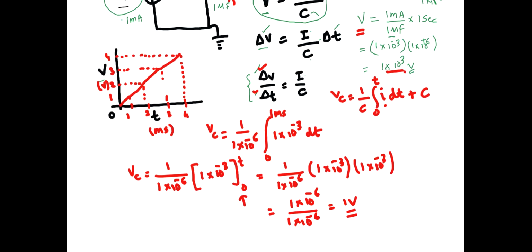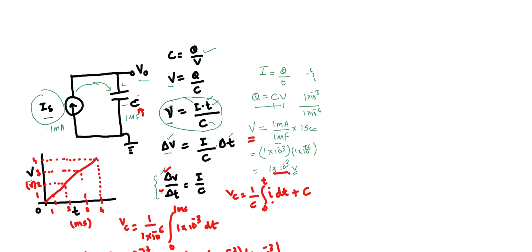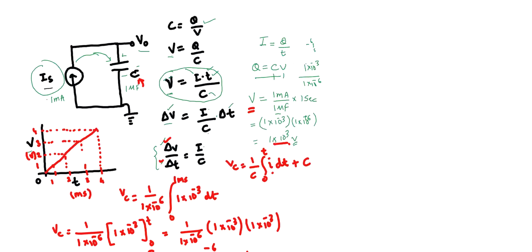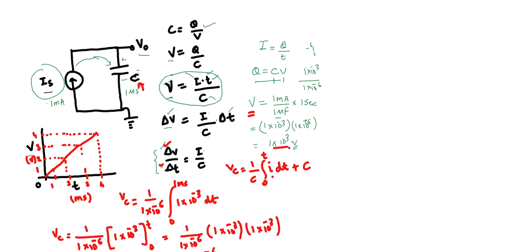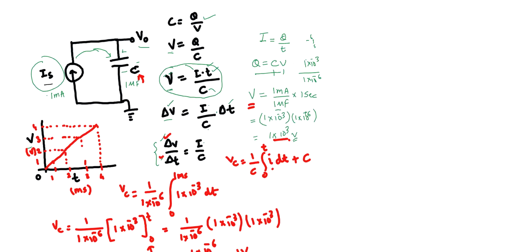So this is how we can calculate the voltage across the capacitor when it is fed by a constant current source. I hope you understood the basics of capacitance charging and all the relationships between charge, voltage, current, and time.